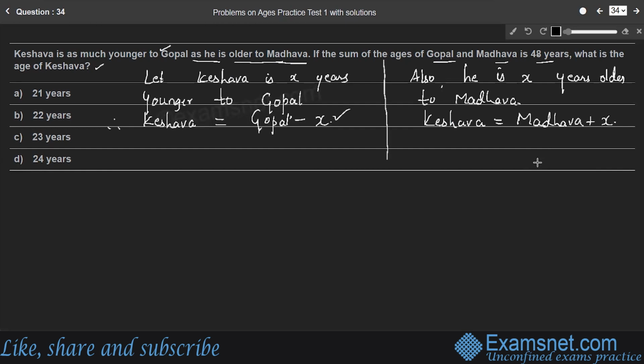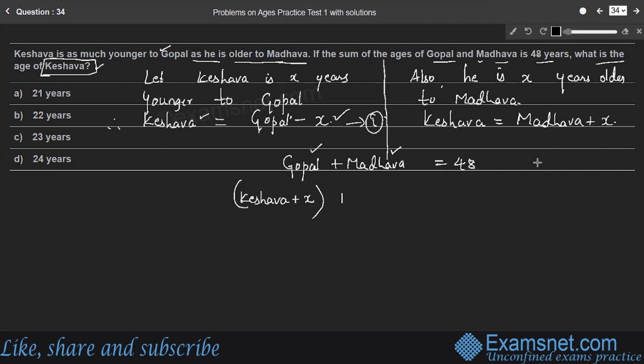So if the sum of the ages of Gopal and Madhava is 48 years, we'll consider Gopal's age plus Madhava's age is 48 years. What is the age of Keshava? So we need the age of Keshava. Here we need to express Gopal's age and Madhava's age in terms of Keshava. So using the first relation, we'll write Gopal's age as Keshava's age plus X, because Gopal's age minus X is Keshava. So Gopal's age will be Keshava's age plus X, plus Madhava's age will be Keshava's age minus X.